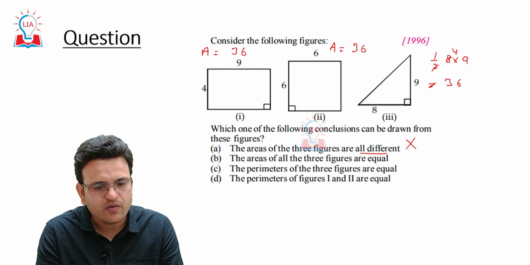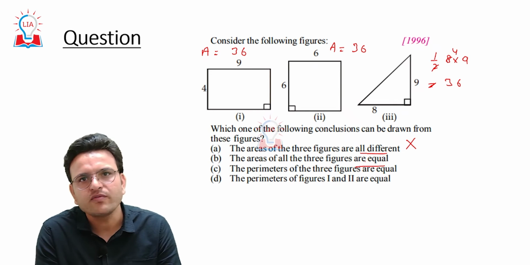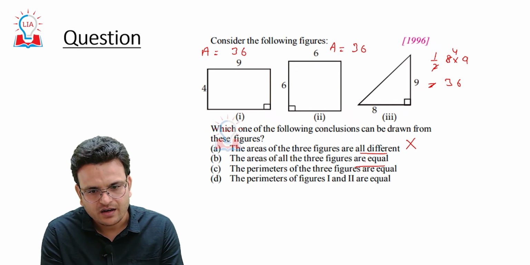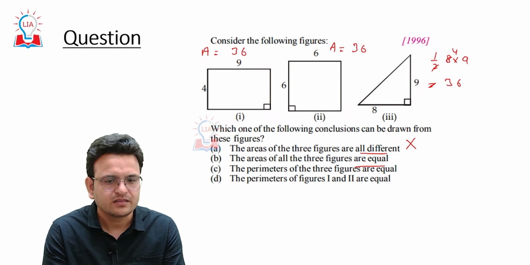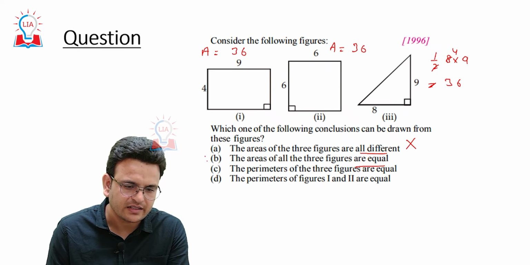Second, the area of all the three figures are equal, that is true. It means the area of all three figures, the rectangle, the square and the triangle, are equal. That is correct. The answer should be B.